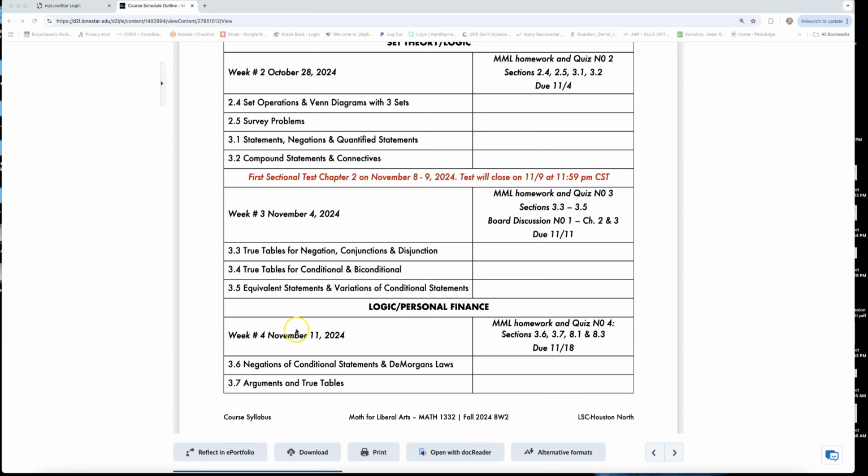You're going to see later on, when we introduce arguments in logic, you will see the benefit of understanding all these previous sections.